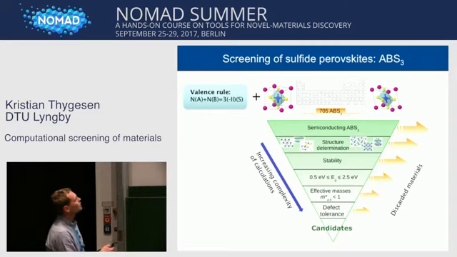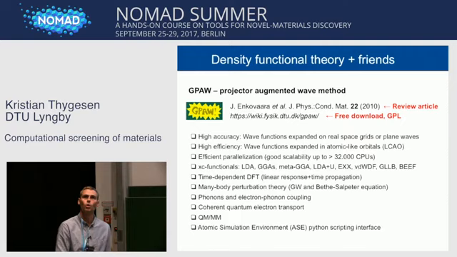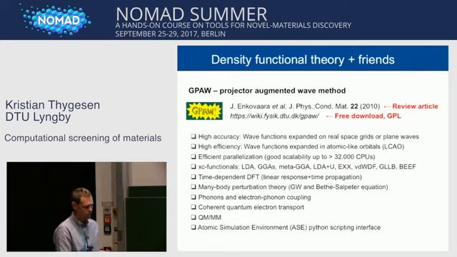Since we are interested in semiconductors, we started out with the 700 candidates here, and then we did DFT calculations of the band gap. I should say that all these calculations are done with the GPAW electronic structure code, which is a PAW plane wave code. It's an open source project, and you can download that code freely under the GPL license.